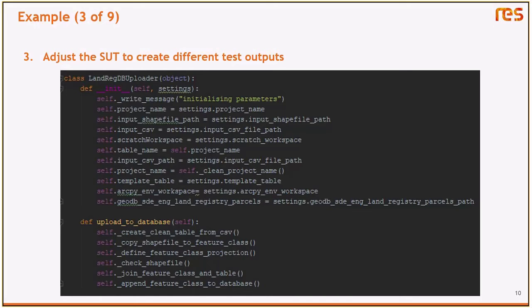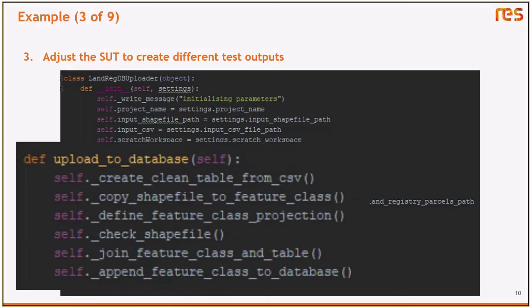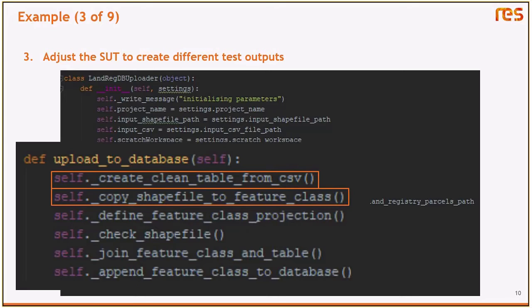Now, looking at the Python code, here's the constructor and the other public function to that tool. The public function is this upload to database one. And if we look at that function in a bit more detail, you'll see it's broken down into a number of different steps. To give you an overview of that, the first of these creates a table of data which contains the data from the CSV file. We then create a feature class from the shapefile.